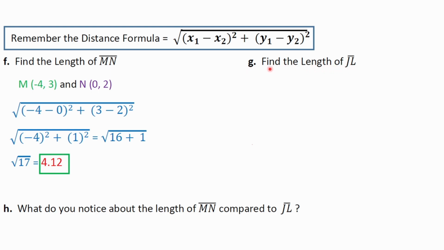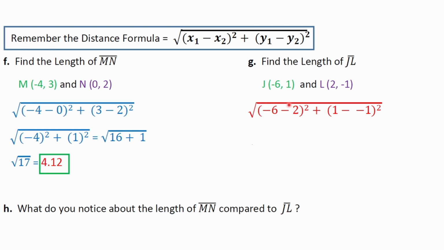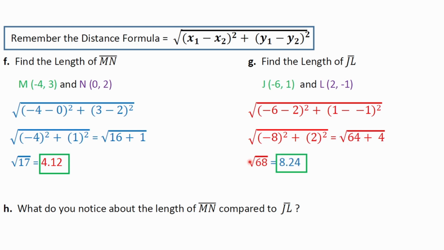Next, we're going to do the same thing for that bottom side, JL. So again, our points are -6, 1 and 2, -1. We apply this, substituting our values into the distance formula. We will get that the x values become -8 when I subtract them. The y values become 2 when I subtract them, and I get the squares are 64 and 4. And then I'm going to take the square root of that sum, which is 68, and I get this 8.24.